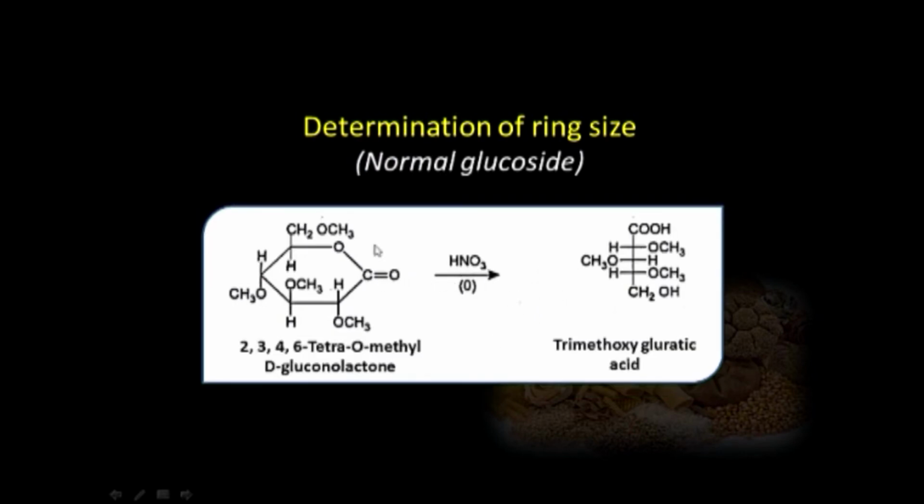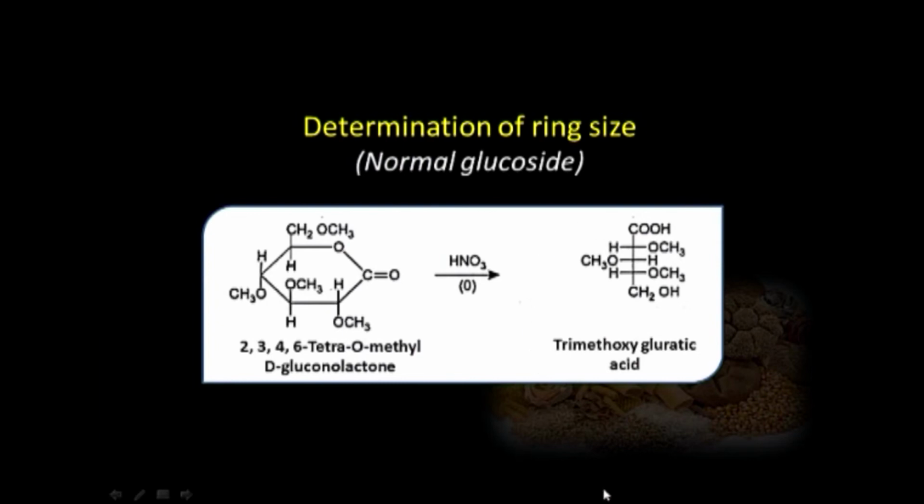Now what will happen? This breaks here, this becomes COOH and this is OH. This OH is now present on the 5th carbon. This is carbon number 1, 2, 3, 4, this is the 5th. So with nitric acid, cleavage can occur either on this side or on this side, and only when it occurs on this side do we get this trimethoxyglutaric acid. So based on this, a 6 membered ring structure was assigned to the normal glucoside obtained by refluxing glucose with methanol.